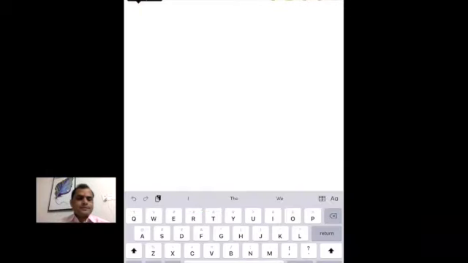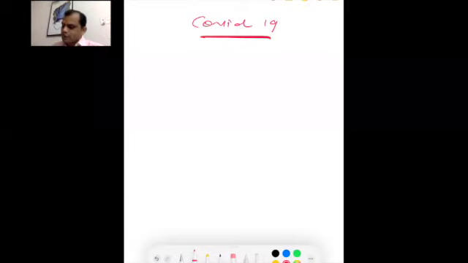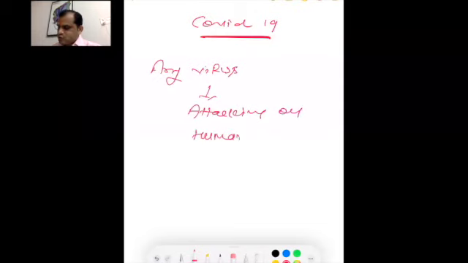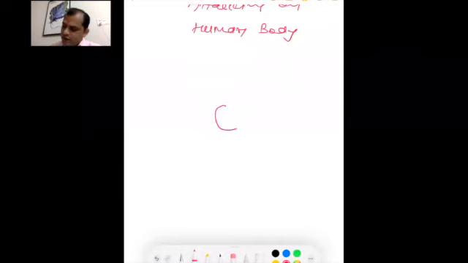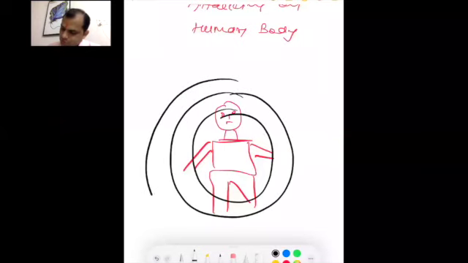Any virus that attacks the human body has to cross the defenses of the human body, because the human body is highly protected with energy, with the channels. So this body is highly protected with multiple layers.